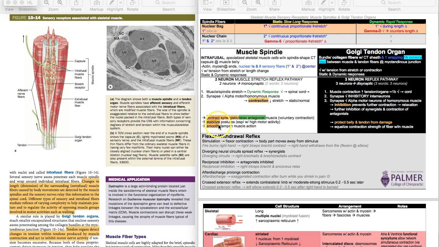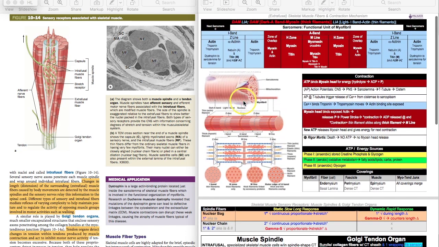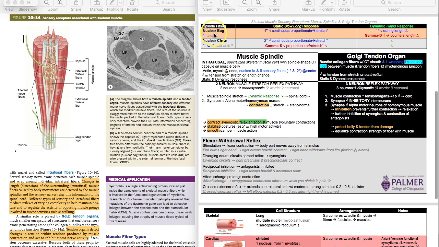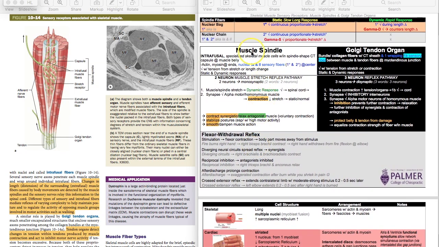To begin with, on my study guide on the right, you can see that this is the second page of the study guide I've posted, and at the top there's a box comparing spindle fibers, nuclear bag, and nuclear chain. Below it is a box with the basic reflexes in a table, sort of simplified, highlighting the big ideas: muscle spindles, Golgi tendon organs, and then this flexor withdrawal reflex as well. So let's just look at this middle box first to get an idea of muscle spindles compared to Golgi tendon organs, and then we'll come back up to the specific spindle fibers.